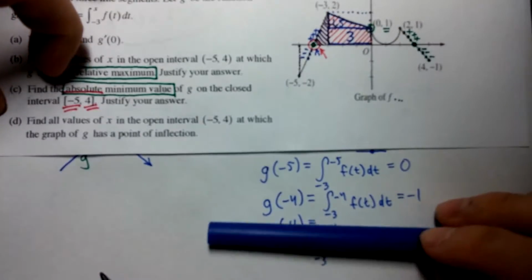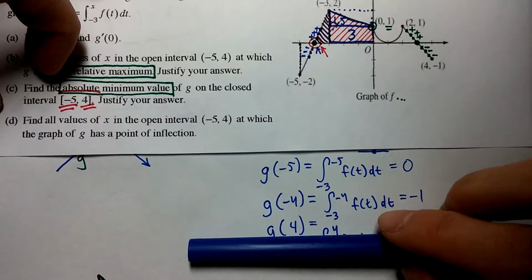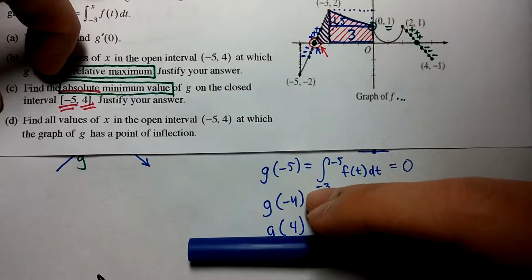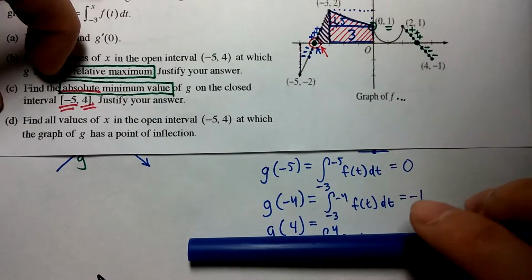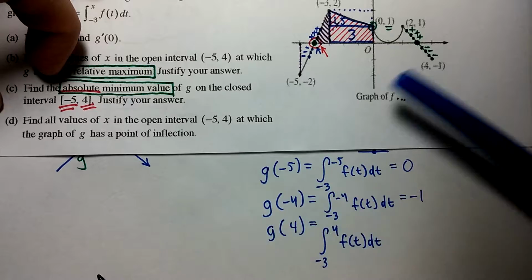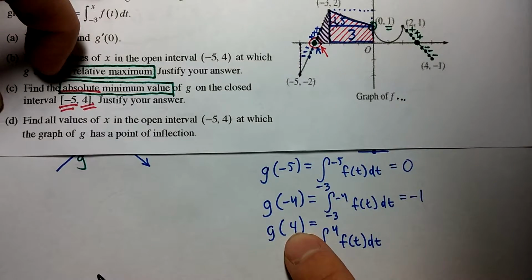Okay, so let's pause here. Who is the absolute minimum so far? Well, it looks like at -4, its value is much lower than when we have a -5. So -4 is the winner so far. Let's check what happens at +4.